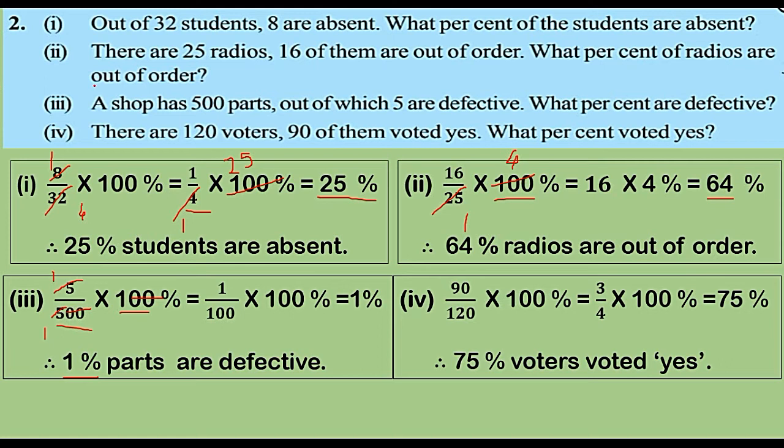There are 120 voters. 90 of them voted yes. What percent voted yes? So 90 out of 120. So how many out of 100? Cut it, reduce term, 0, 0 cancelled. 3 upon 4 multiplied by 100 gives you 75% voters voted yes.